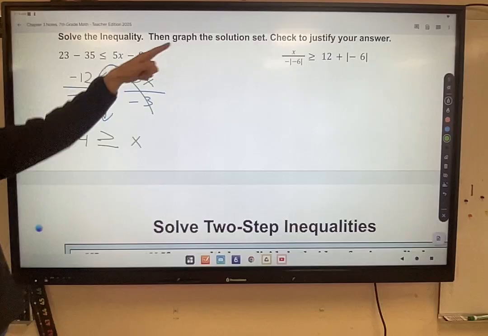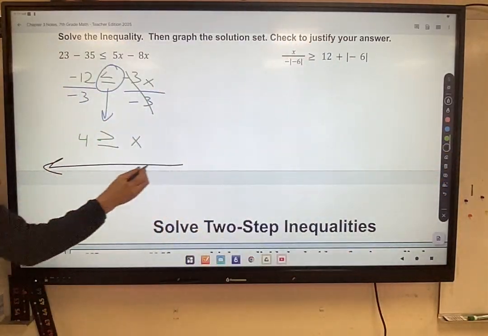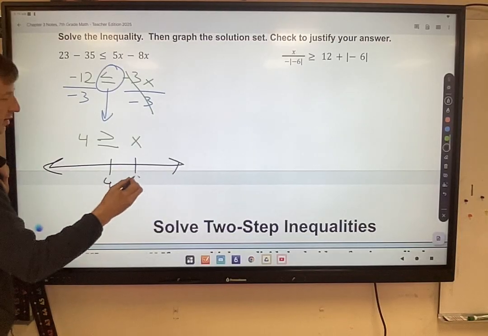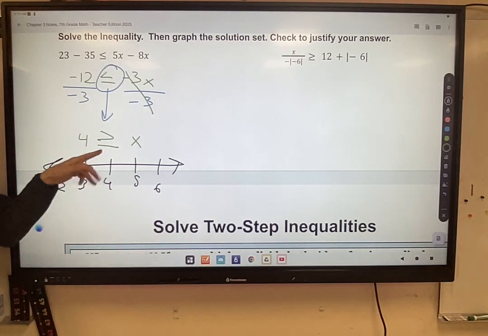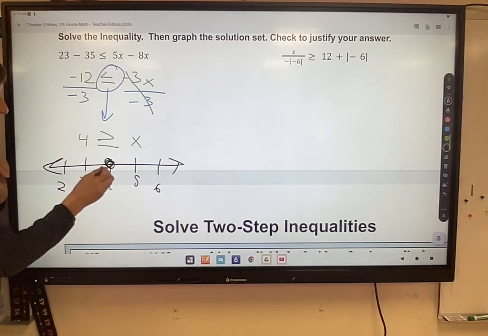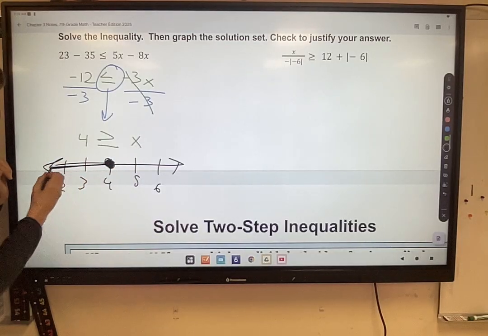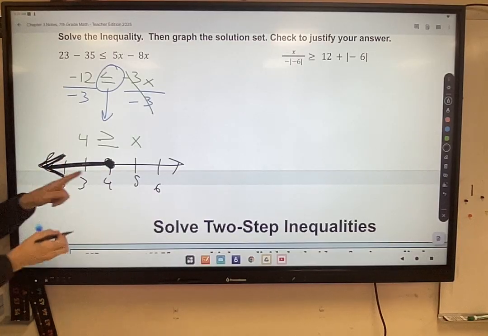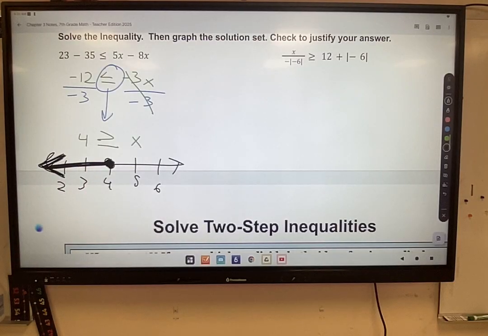It says to graph the solution set. So we're just going to draw a number line. I'm going to put 4 in the center, 5, 6, 3, 2. Now the number is greater than or equal to. If it's equal to, we get a solid dot. And x is less than that, so I've got to go to the left. So 4 is greater than or equal to x, so x has to be less than or equal to 4.